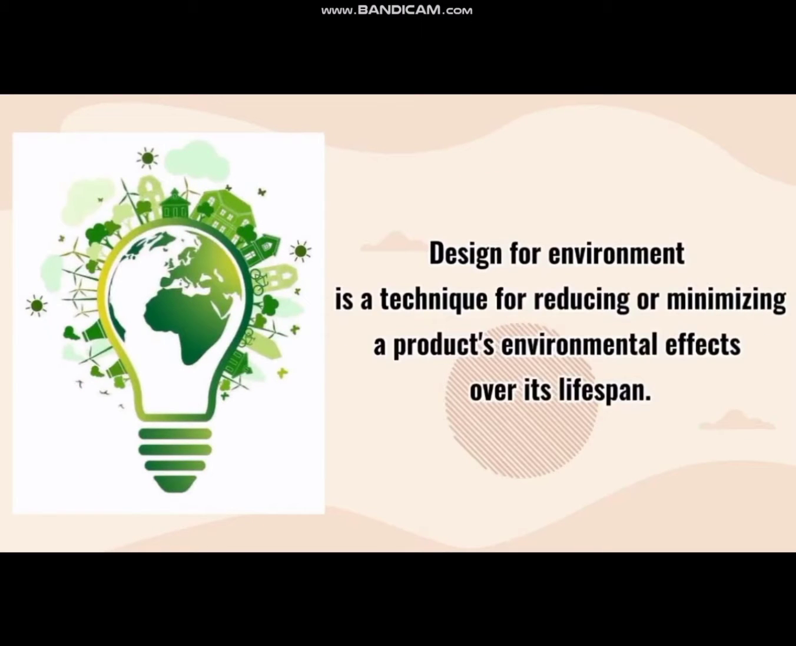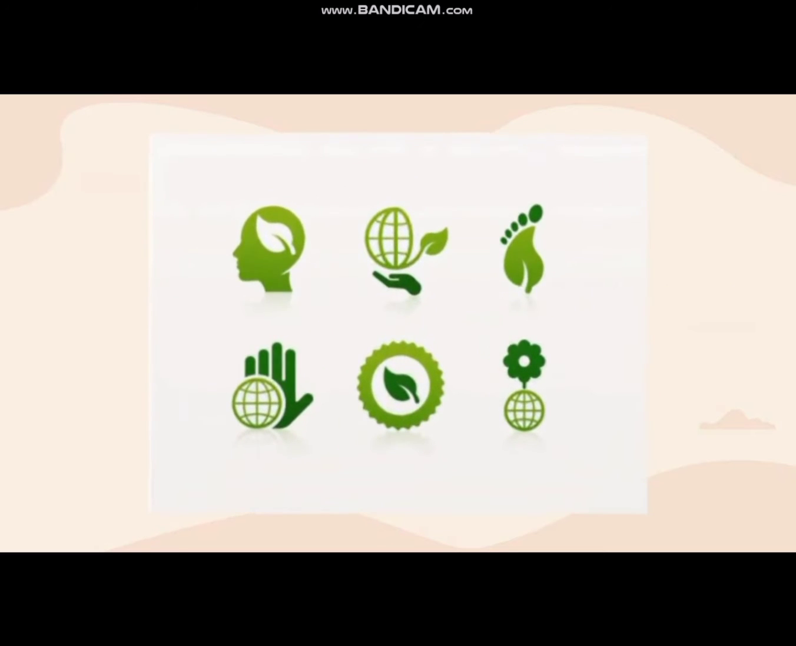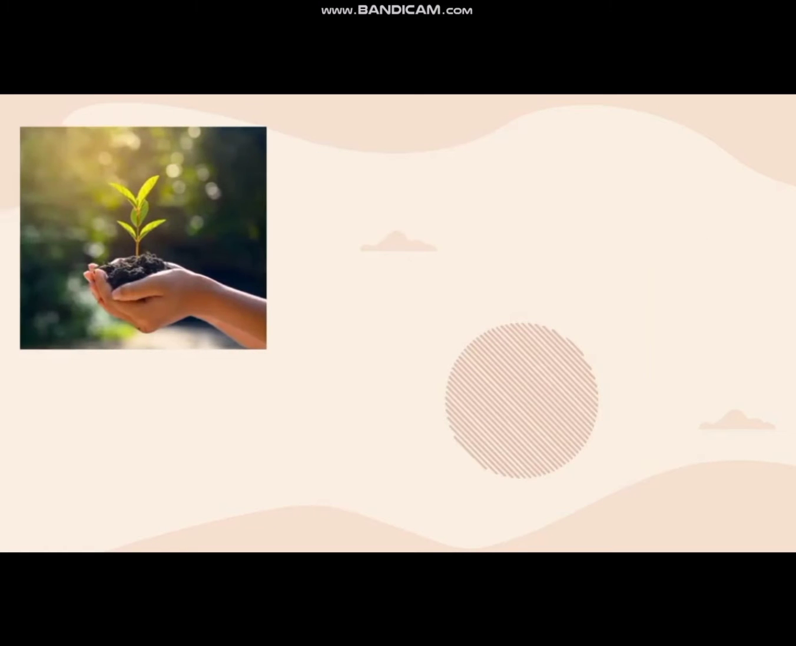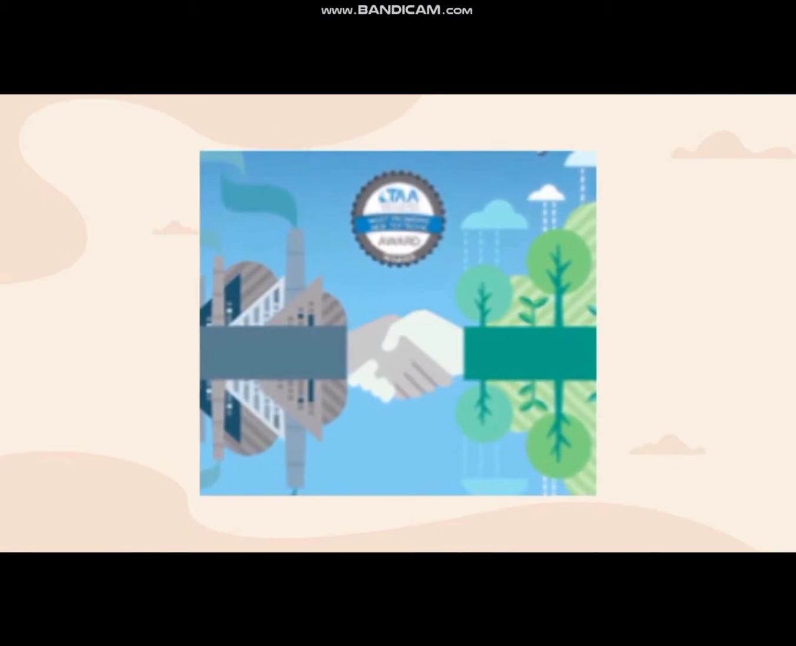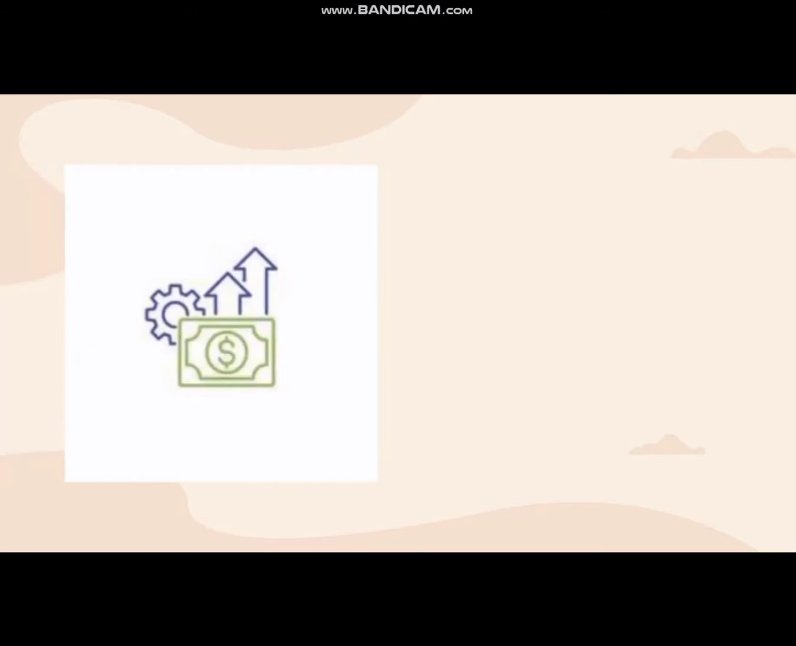Design for environment is a technique for reducing or minimizing a product's environmental effects over its lifespan. DFE is guided by the principle of long-term sustainability, which aims to simultaneously have a balance between environmental conservation, economic stability, and social well-being. An effective design for environment practice maintains or increases a product's efficiency and cost while at the same time reducing environmental impacts.